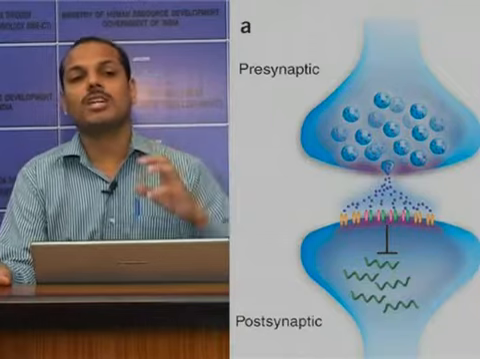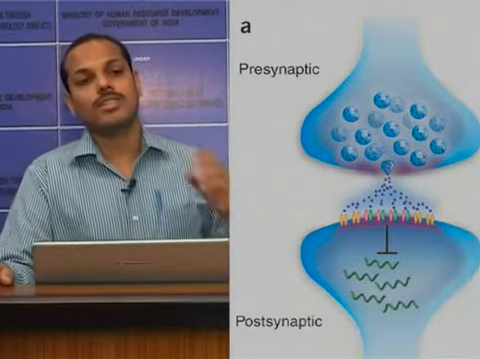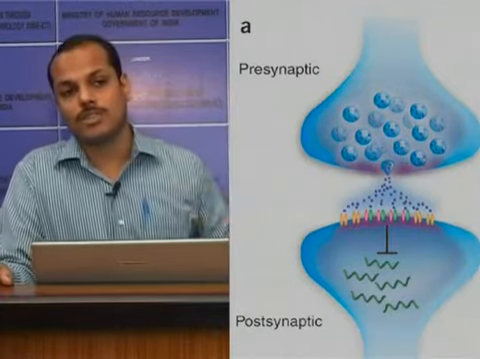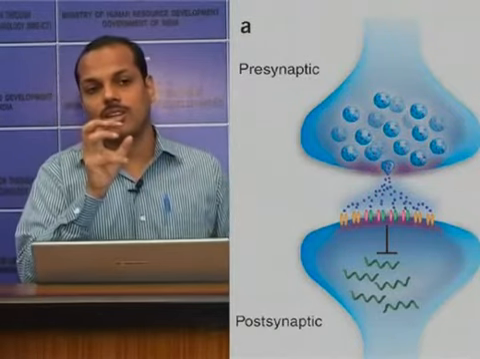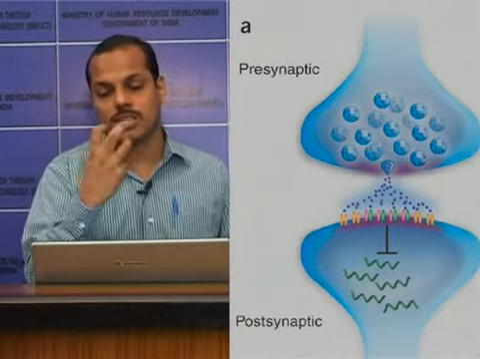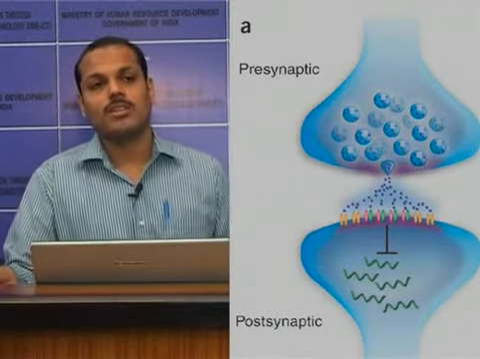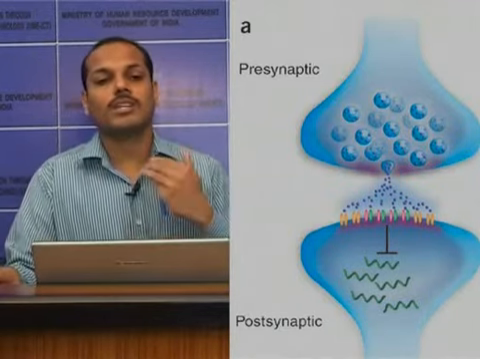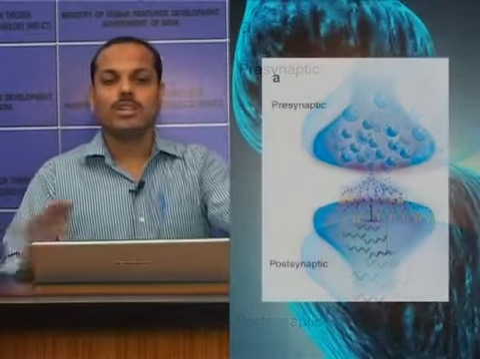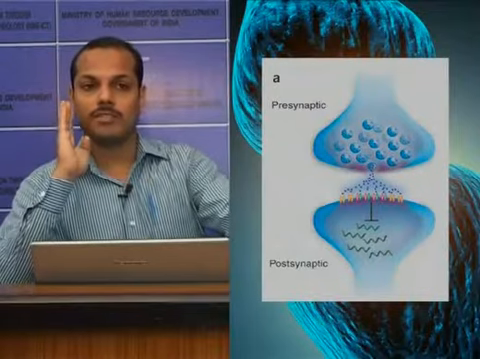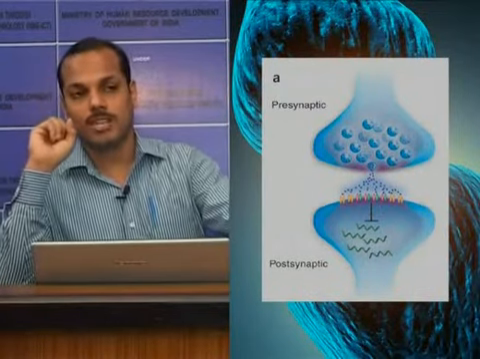Now, the action potential travels down the axon and reaches the zone underlying the synaptic vesicle in the presynaptic node. It causes this vesicle, which contains the chemical transmitters, to rupture. The synaptic vesicle ruptures and the chemical transmitter is released into the synaptic cleft.